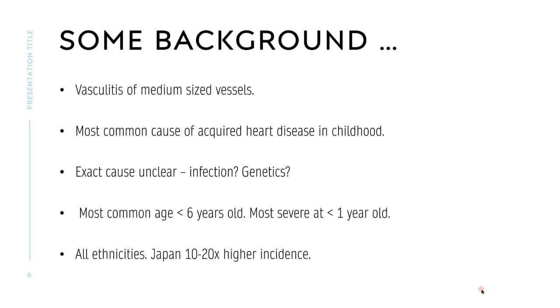The most common age, as Laura was just saying, is less than 6 years old. So to have a 12-year-old child come in with these features and to think about Kawasaki is one of the atypical features really. The most severe form, the one with the cardiac complications, tends to happen in even smaller children, like those less than 1 year old. It can happen in all ethnicities, with Japan having the highest incidence, from 10 to 20 times higher than Western countries.